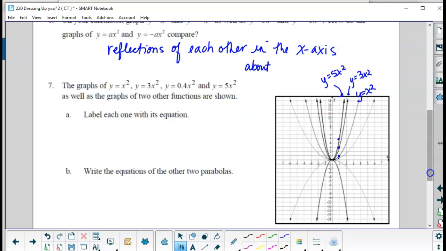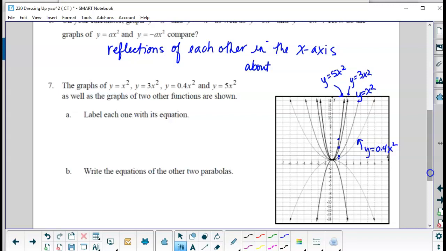This one here is smaller than 1. It's kind of hard to tell which it would be, but the only choice would be y equals 0.4x squared. I'm just going to erase that part there. So we've labeled each one, and then write the equations of the other two.